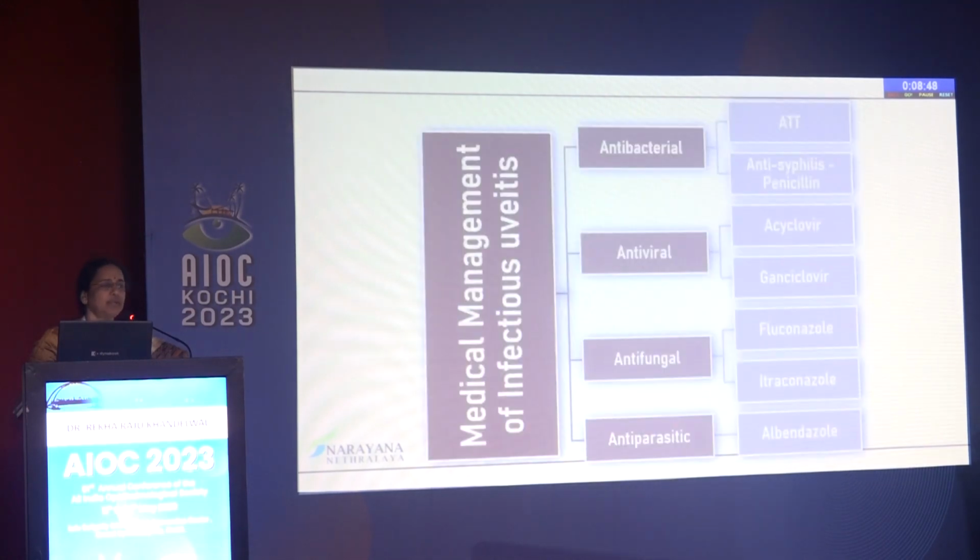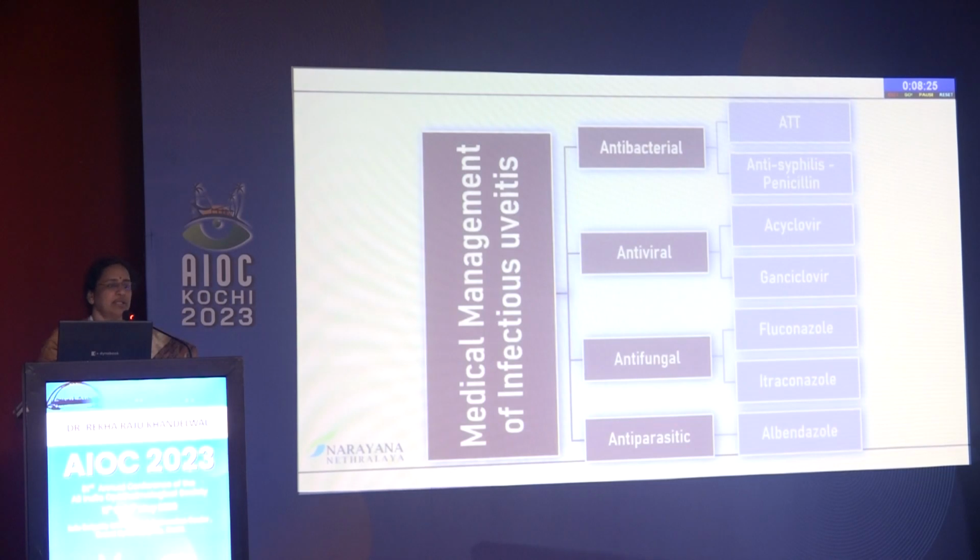It's important that we treat infectious uveitis with appropriate antimicrobial therapy. If it has a bacterial infection, we treat them with antibacterial agents. The commonly seen one is ocular tuberculosis. We treat them with antituberculous therapy, a 9 month course commonly. Or if you have syphilis, we treat them with antisyphilitic treatment.